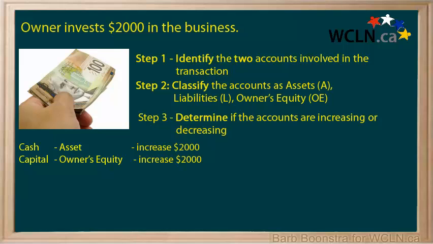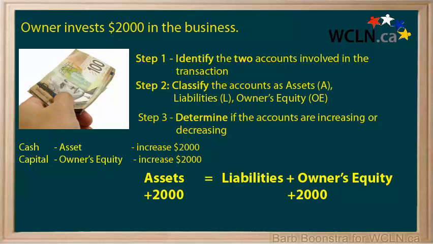In this case, cash, the asset, is increasing by $2,000. Capital, the owner's equity account, is increasing by $2,000. Recall the accounting equation: assets equals liability plus owner's equity. Assets have increased by $2,000. Owner's equity has increased by $2,000, so therefore the equation remains balanced.